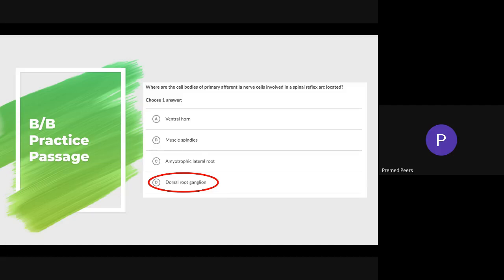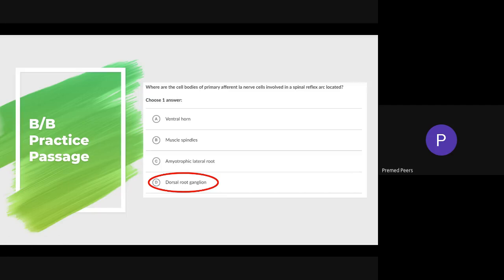So in this case, the ventral horn, that's actually where your motor neurons are located. So that would be the efferent part of the pathway. The muscle spindles, those are talked about a little bit in the actual passage. And as you read them, you'll understand that muscle spindles are sensory stress receptors. So they regulate muscle contraction and help with proprioception. And so the description given in the passage is a different function than what's asked in this question.